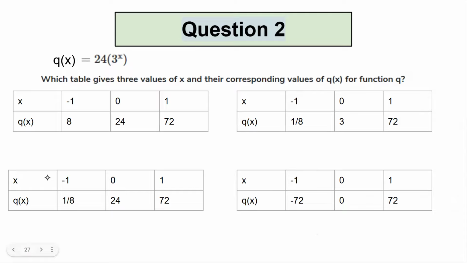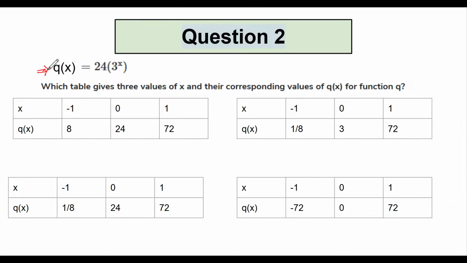Question 2 says, here you are given the equation and which table gives the three values of x and their corresponding values of q of x for the function q. Notice that all the x's are same. All the x values in every table are same. Right, negative 1, 0, 1. So it is better that we do it over the Desmos.